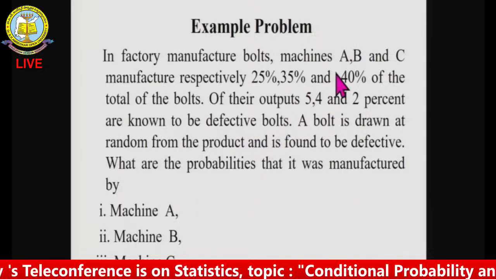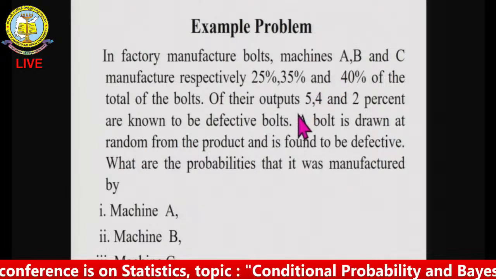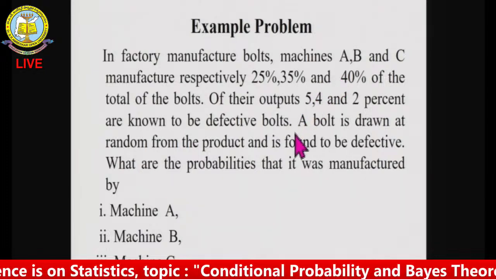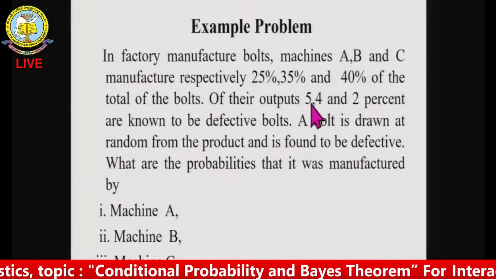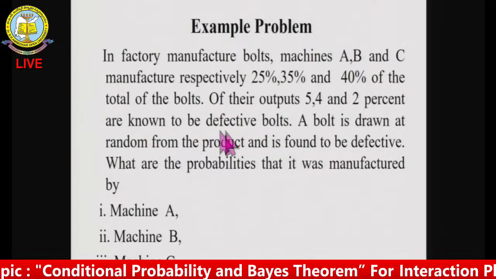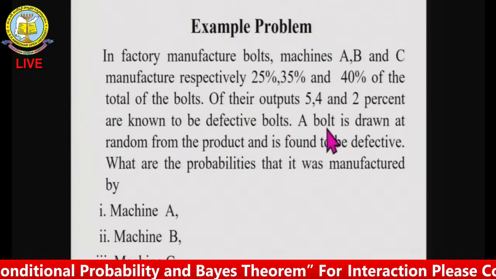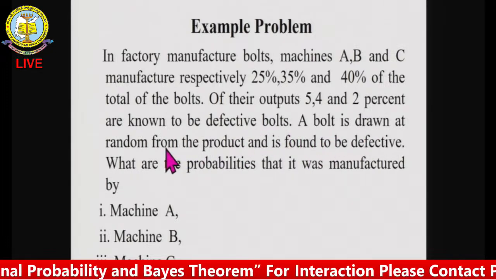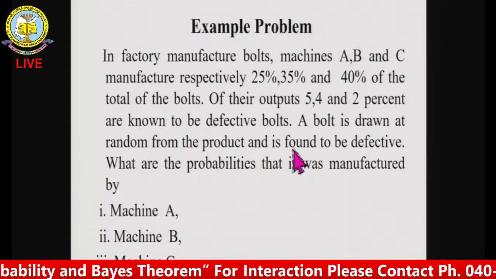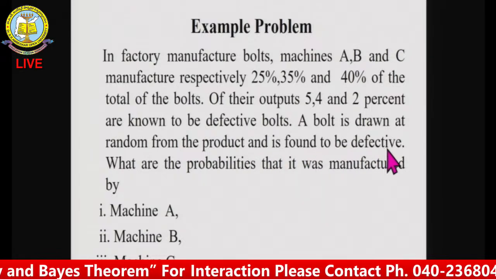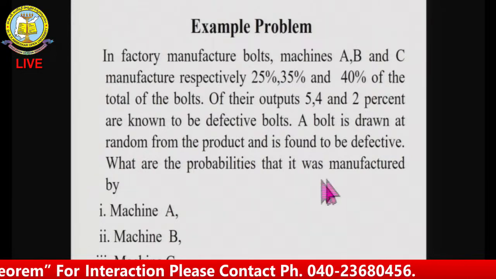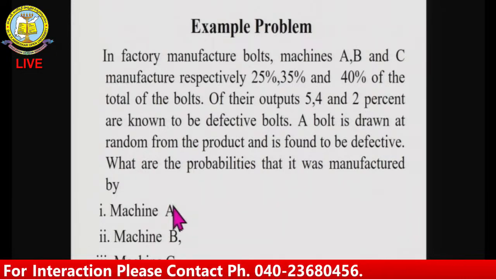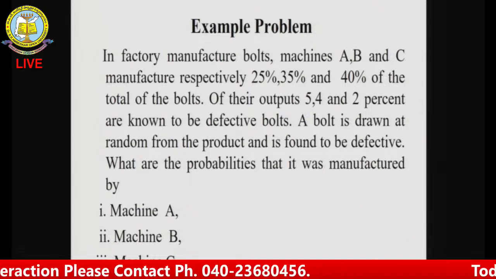So in any manufacturing unit, there are some defective items. Of their outputs, 5, 4 and 2% are known to be defective bolts. A bolt is drawn at random from the production and is found to be defective. What are the probabilities that it was manufactured by machine A, machine B, machine C?